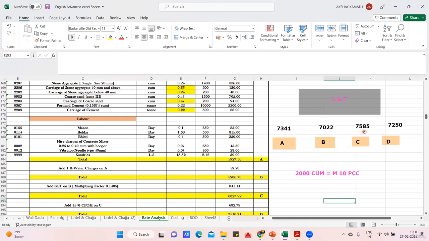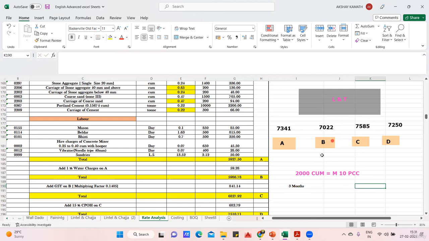If I give a project to this C guy, even though he's telling 7585, I'm ready to pay, because I know this guy can give better quality compared to the other guy. This guy has better, advanced machinery with him, and he can deliver the project on time. For example, if I have 2000 cubic meters of work and I tell you I want it finished in 3 months, we have to check whether this contractor can finish it in 3 months or not.